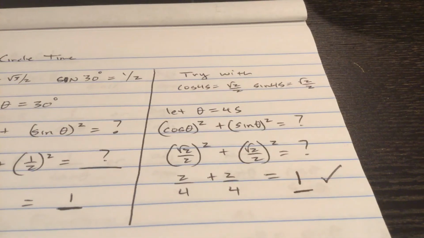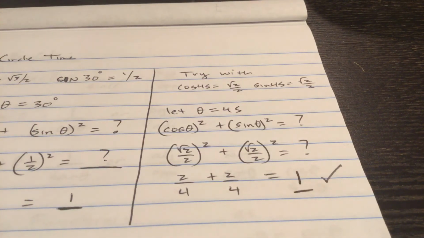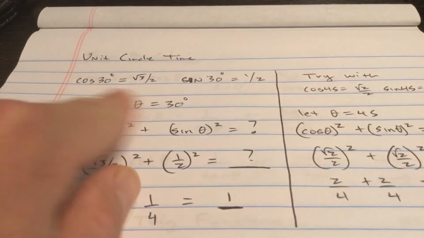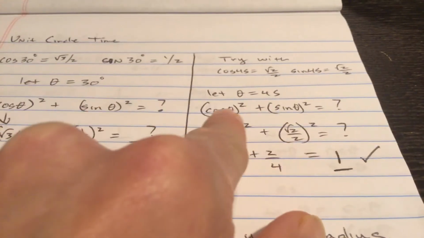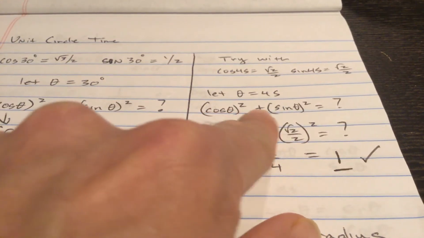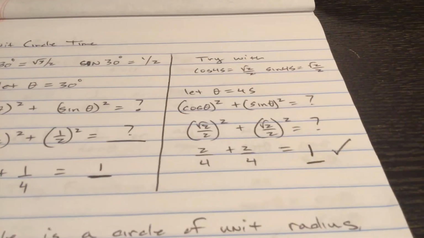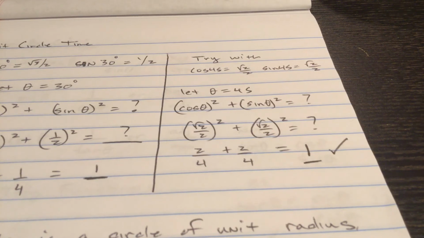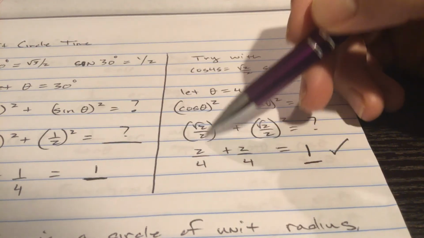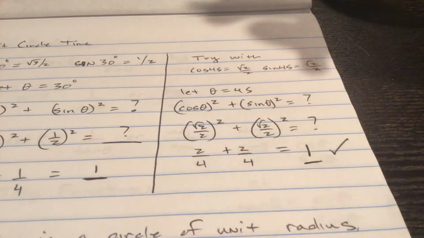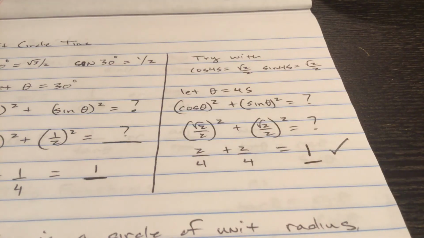Try with cosine 45 is root 2 over 2, and sine of 45 is root 2 over 2. So notice my theta is the same, 30, 30, 45, 45. So let theta equal 45. Again, I want to do cosine theta squared plus sine theta squared. So it is root 2 over 2 squared plus root 2 over 2 squared. When I square the square root of 2, I get 2. When I square 2, I get 4. Holy cow, 2 over 4 plus 2 over 4 is 1.